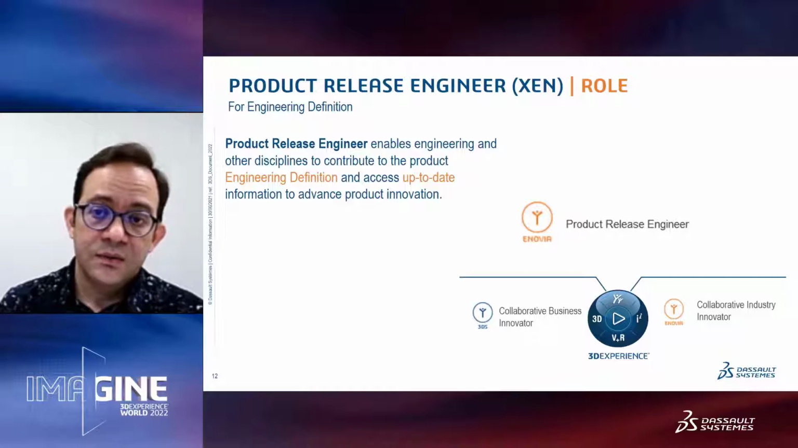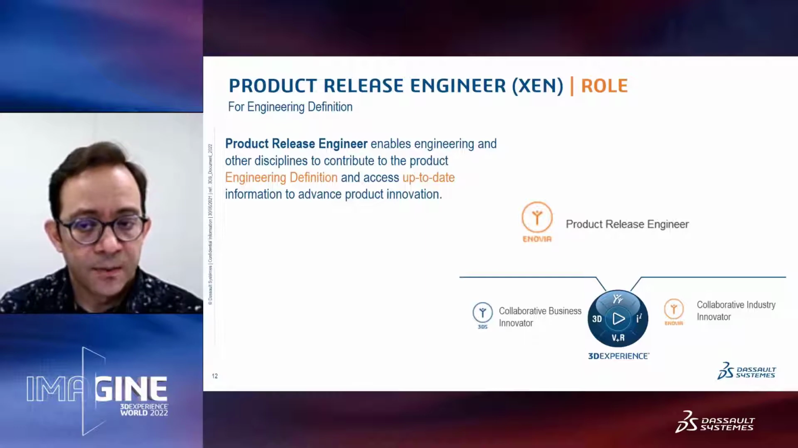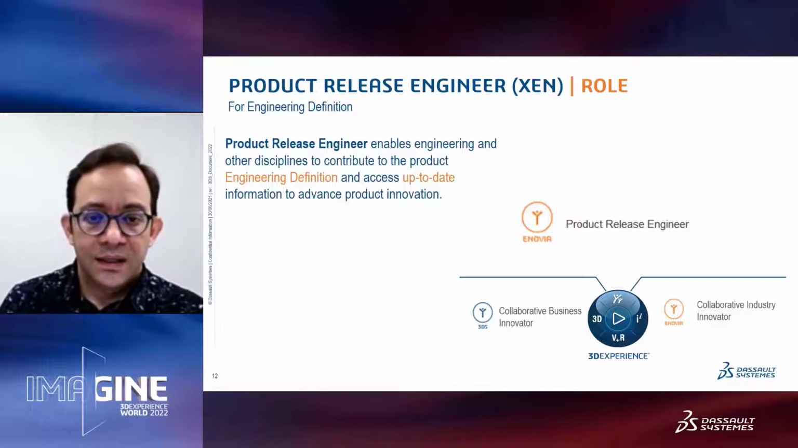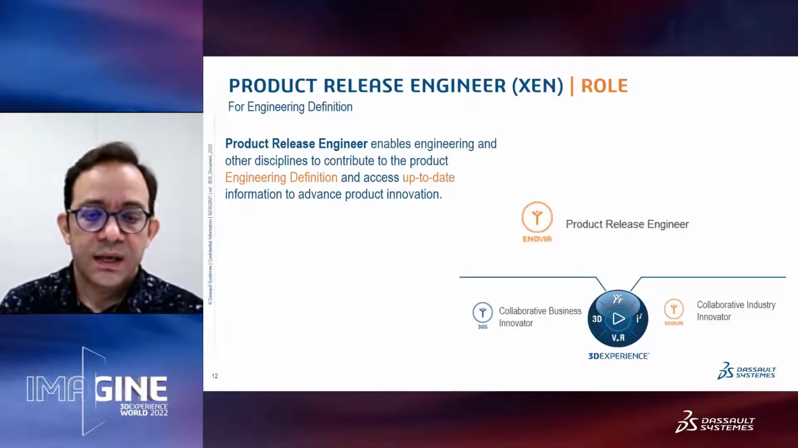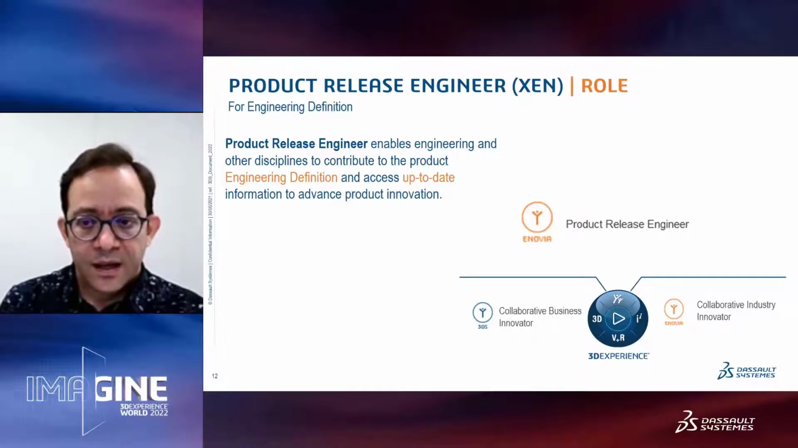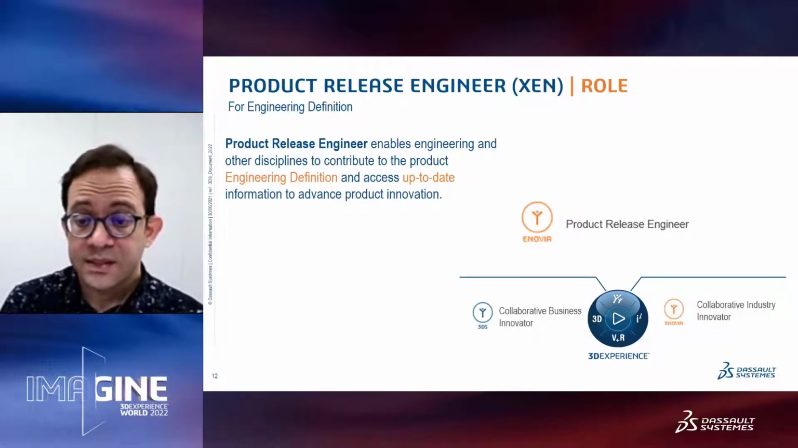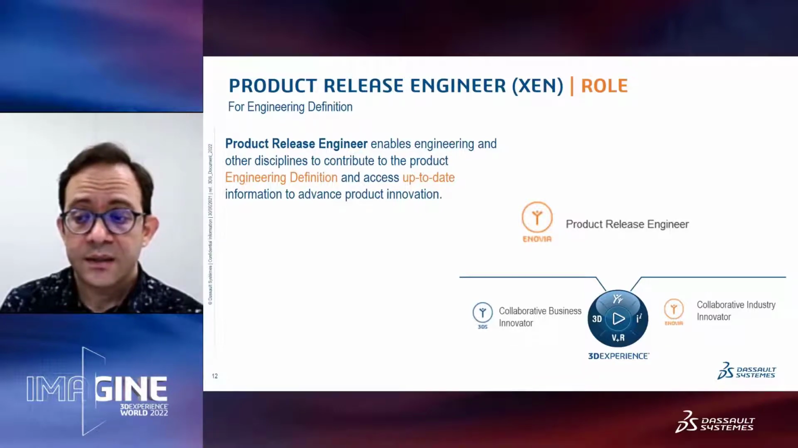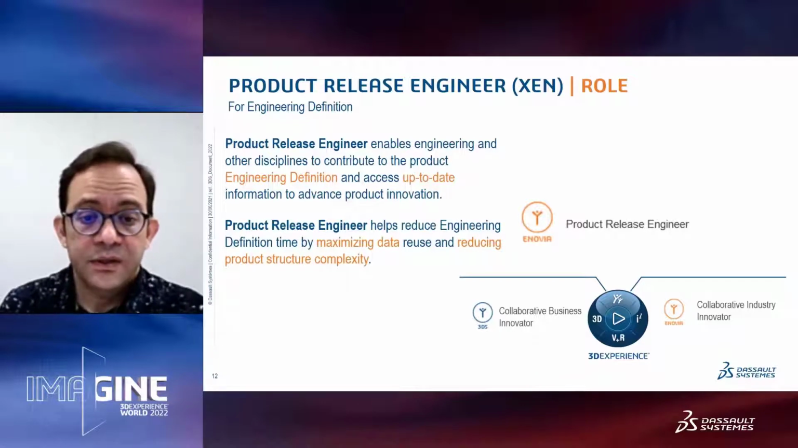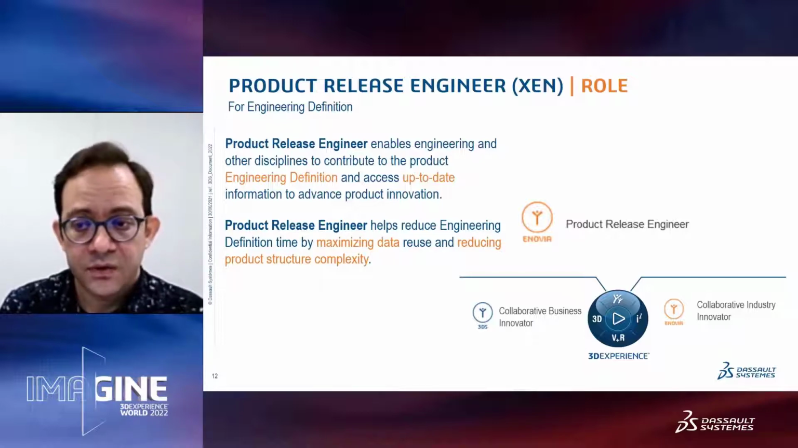So this happens thanks to a role that is available in the platform, which is the product release engineer. It's a web application or a web role which allows you to contribute to the product engineering definition and have access to the most up-to-date information in order to advance your product innovation. This role is available in the platform with the prerequisites of the platform itself, that is the collaborative business innovator and the collaborative industry innovator. And with this role, I can help reduce the engineering definition by maximizing the data reuse and reducing the whole product structure complexity.